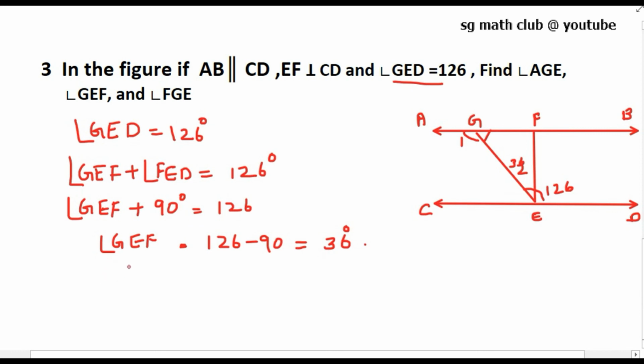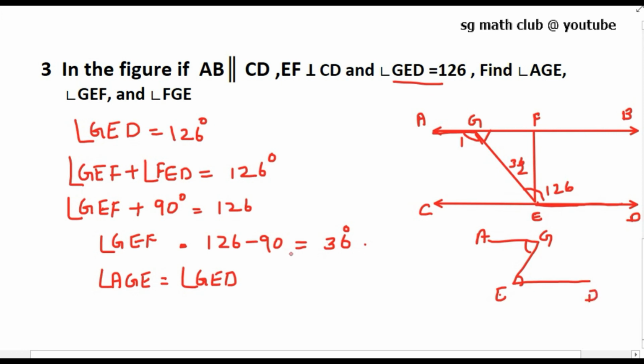And we know that angle AGE and angle GED both are equal, because we can see that GE is the transversal and these two angles form alternate angles. So AGE is equal to 126 degree.